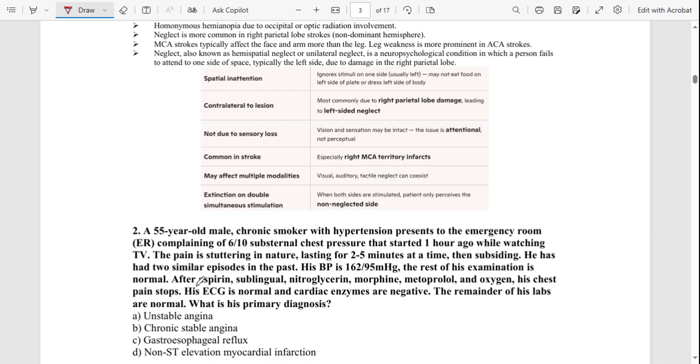After aspirin, sublingual nitroglycerin, morphine, metoprolol, and oxygen, his chest pain stops. His ECG is normal and cardiac enzymes are negative. The remainder of his labs are normal. What is his primary diagnosis?